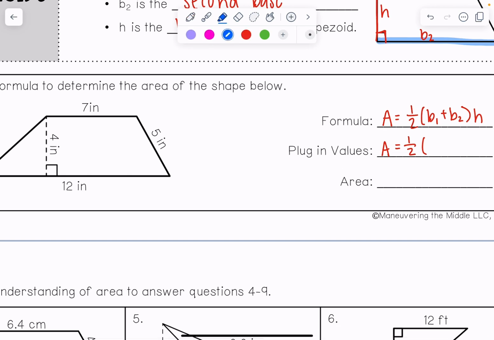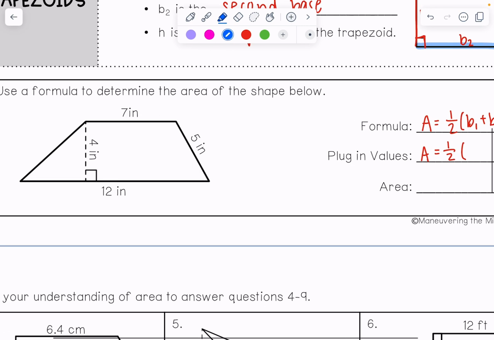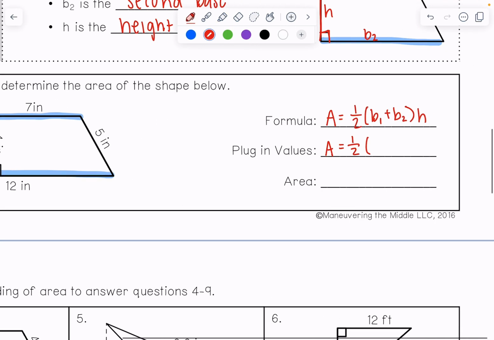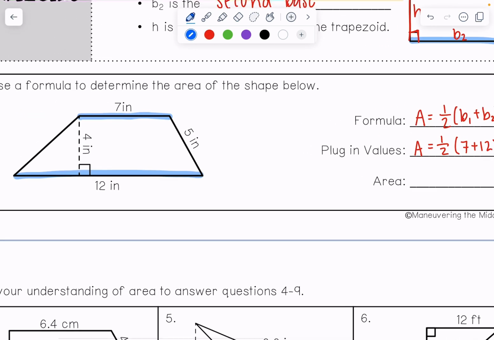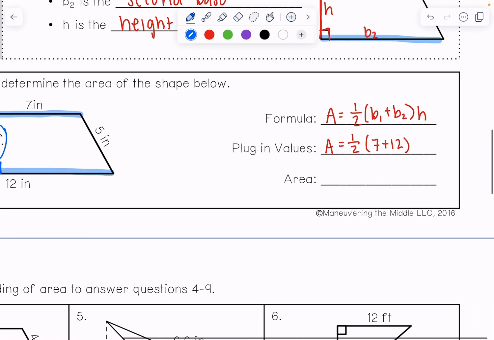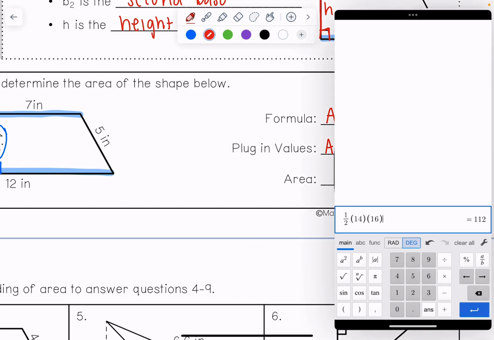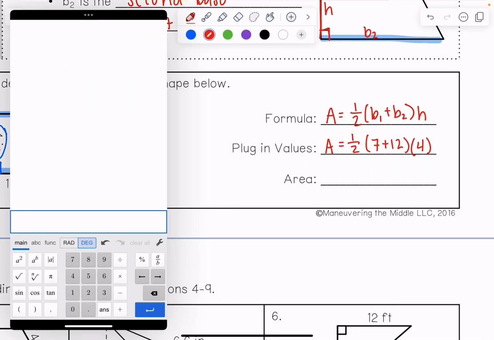So our bases are always the parallel lines. If I look at my trapezoid here, our parallel lines are 7 and 12. So we're going to add 7 plus 12. And then the height is where the right angle is formed. So our right angle is formed here, making our height 4. So times 4.